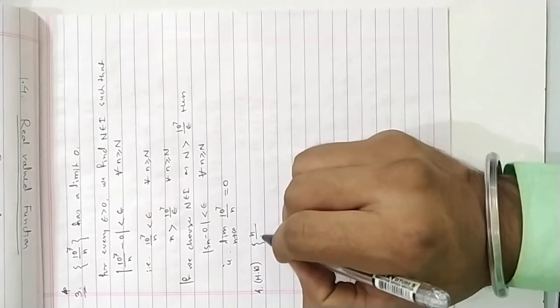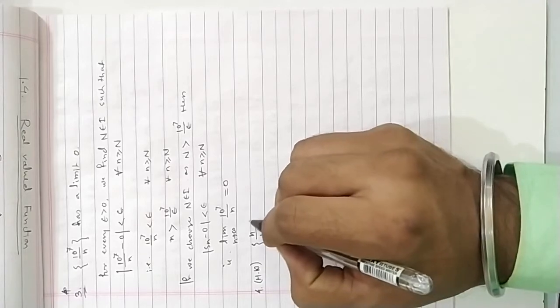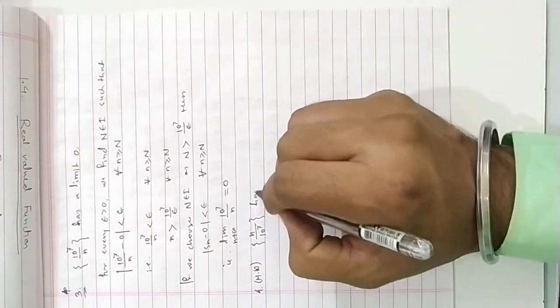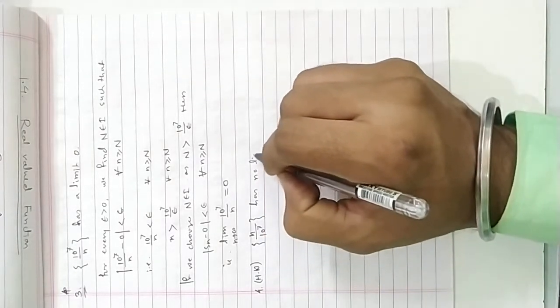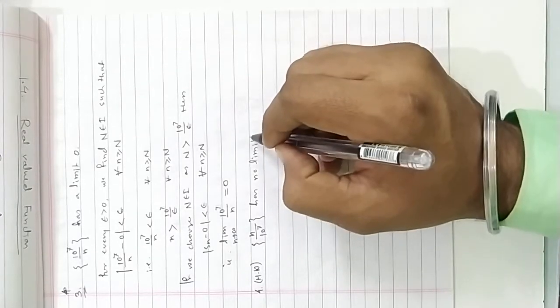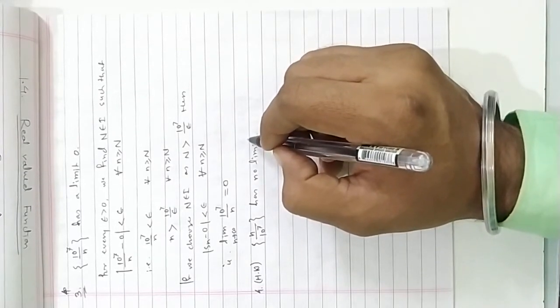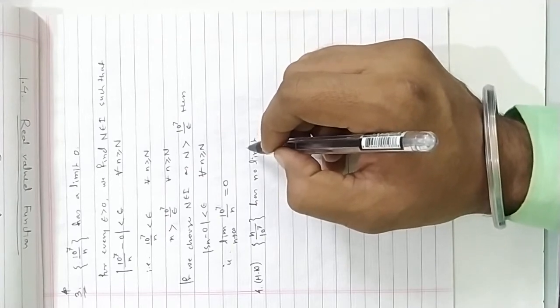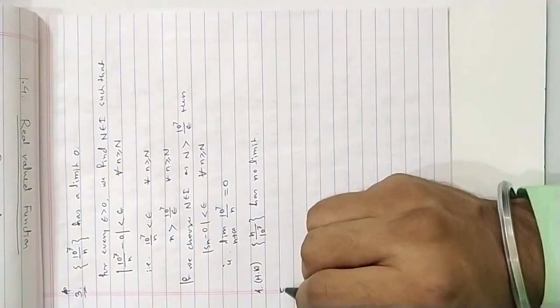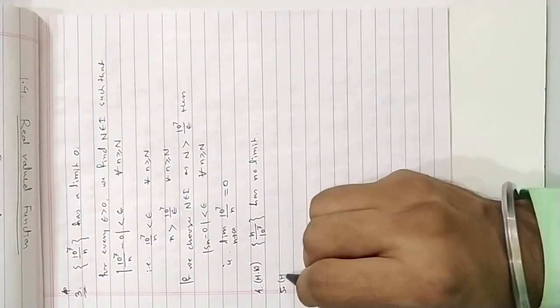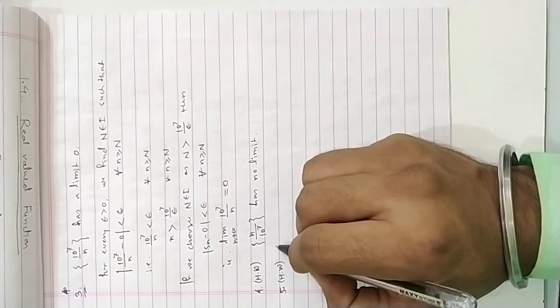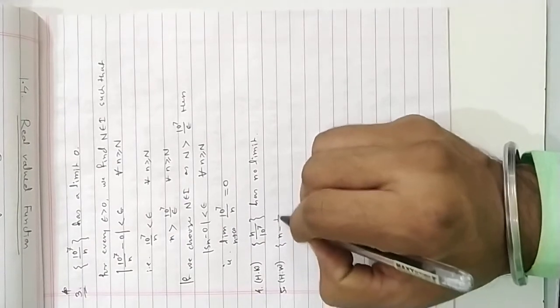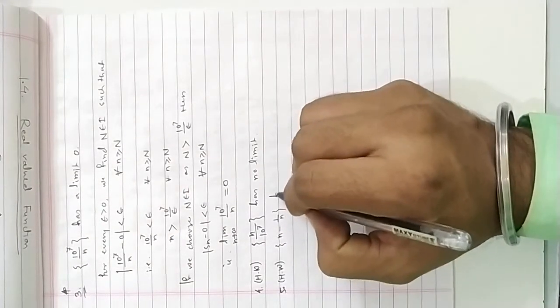The sequence n upon 10 raised to 7 has no limit. Try to show this by contradiction. On the contrary, suppose it has a limit, and some contradiction will arise. Similarly, homework: the sequence (n minus 1) by n also has no limit.